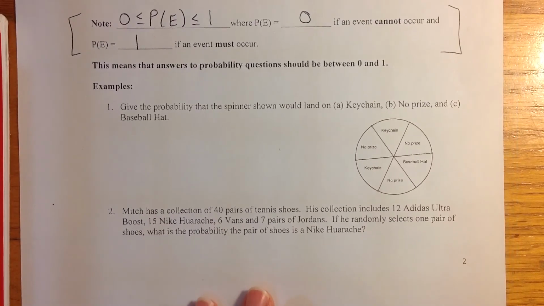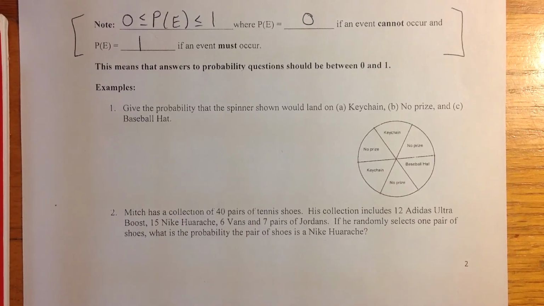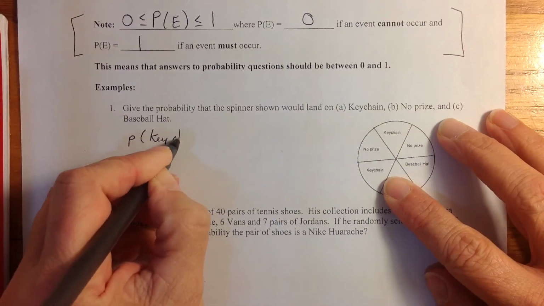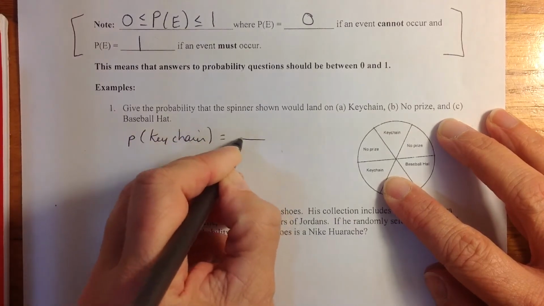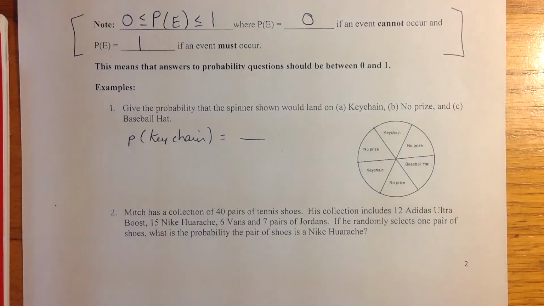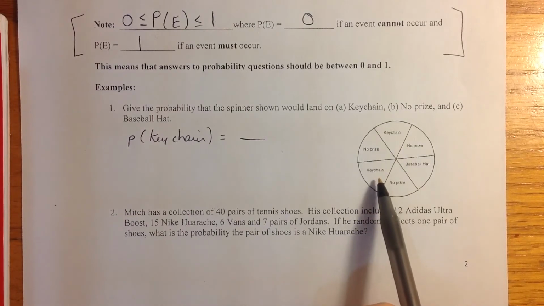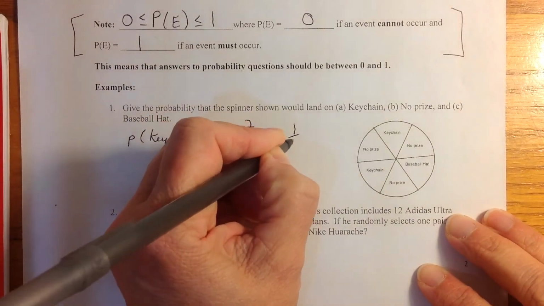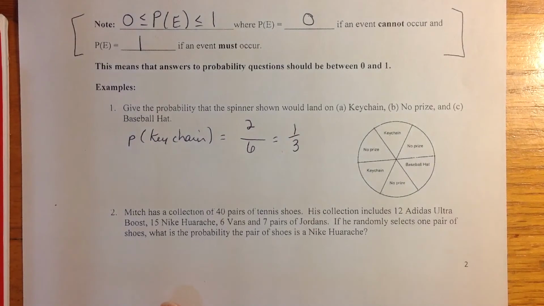So let's look at some examples. 1. Give the probability that the spinner shown would land on keychain, no prize, and baseball hat. So the probability of keychain is a fraction. The fraction is how many times we see keychain over how many total spots the spinner could land on. So I see keychain twice out of 6 choices on my spinner. So 2/6, which I'm going to reduce to 1/3. So my probability of landing on a keychain is 1/3.